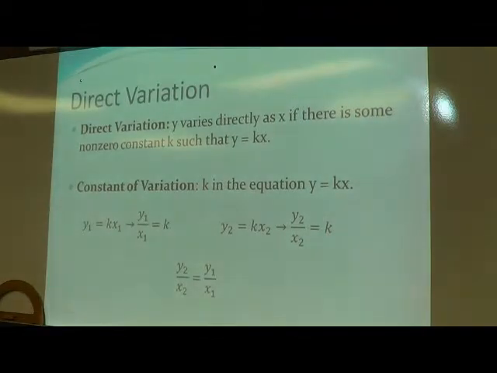So the first one we're looking at is direct variation. Direct variation is where they're going to state something like y varies directly as x if there is some non-zero constant k such that y equals k times x. What that means is that it's really just slope-intercept form where k is your slope and the b value, your intercept, is always going to be 0. The constant of variation is what we call that k value.